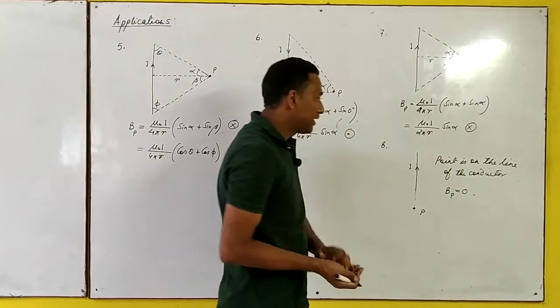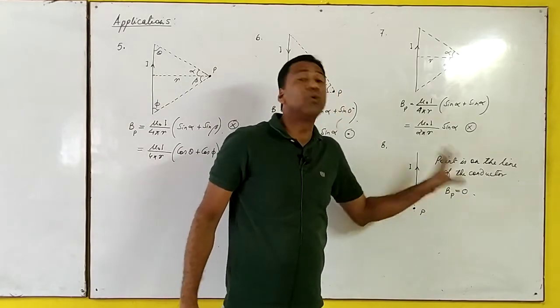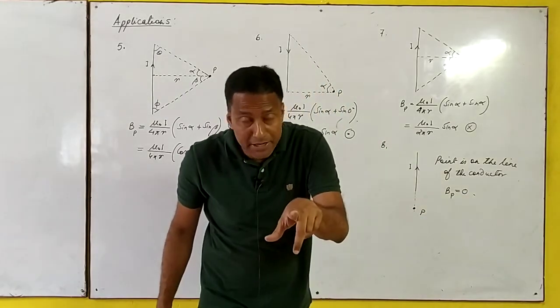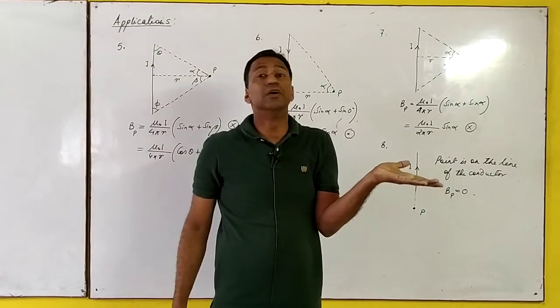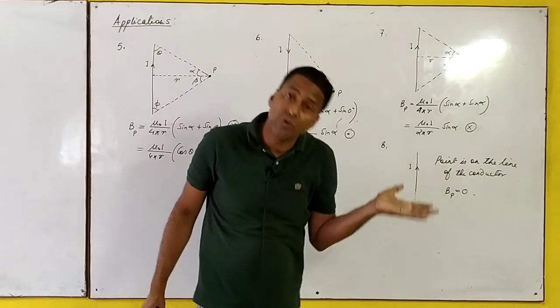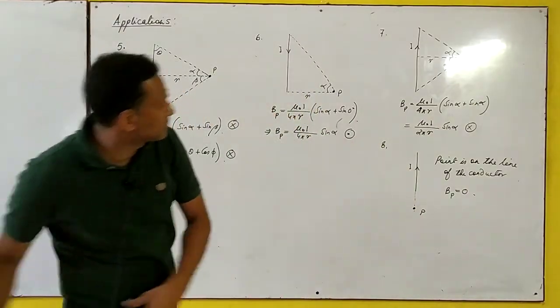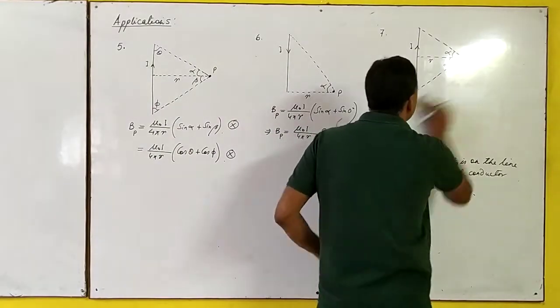Don't forget it. If the point is falling on the line of the conductor itself, then there will be no magnetic field at that point created by the conductor. The conductor will not produce any magnetic field on a point which is on its own line. Don't forget. One more situation has come to my mind, and that is the last one.